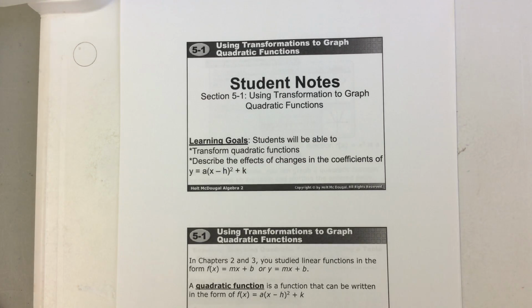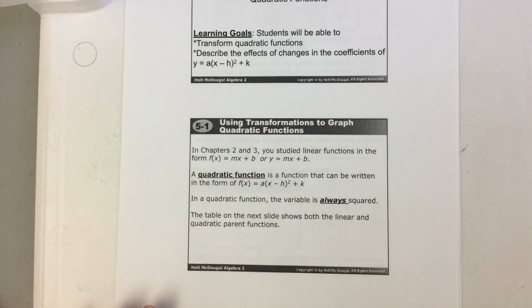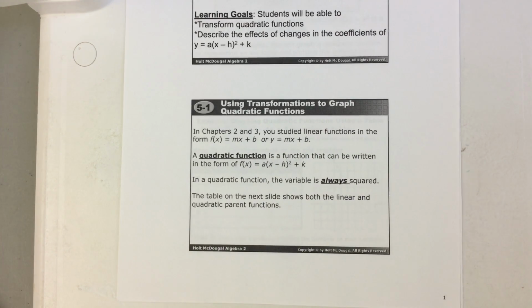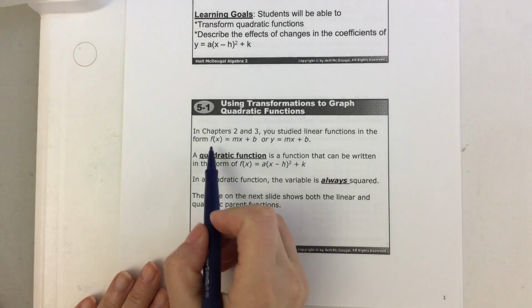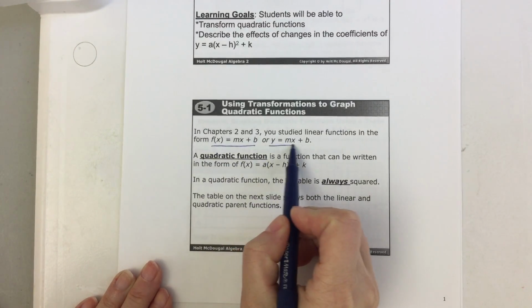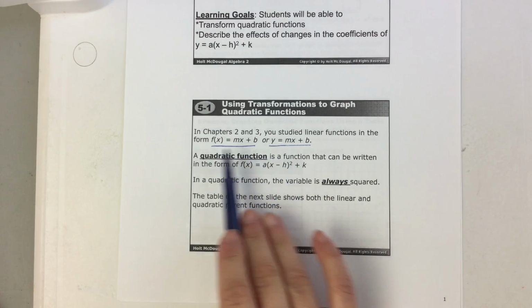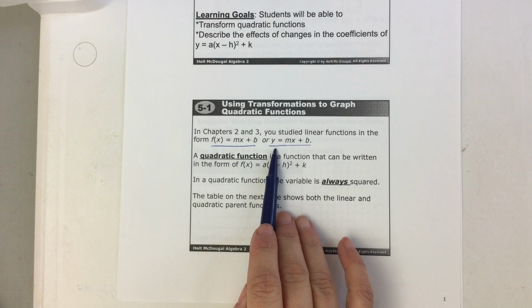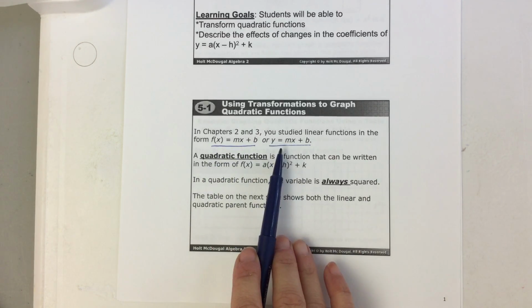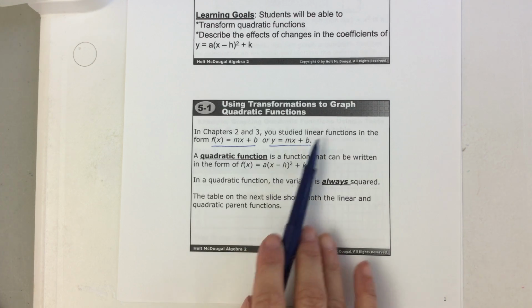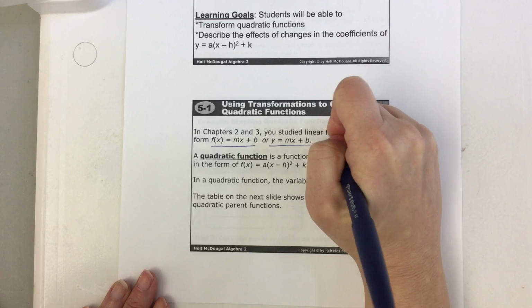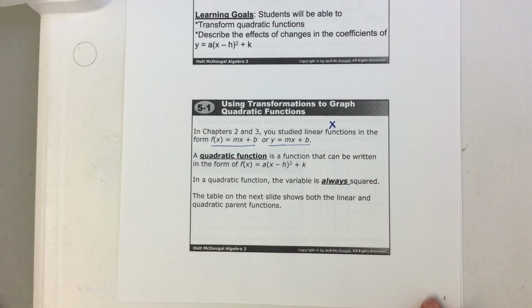Today in Algebra 2, we are going to start with the very beginning of section 5.1, which has an introduction to what are called quadratic functions. If we think back, in chapters 2 and 3, what we were studying were called linear functions. Linear functions were that y equals mx plus b form. Remember, y and f of x are interchangeable, so even though these two equations look a little different, they have the same meaning. When you're studying linear functions, your variable is just a single x, meaning it has no exponents.